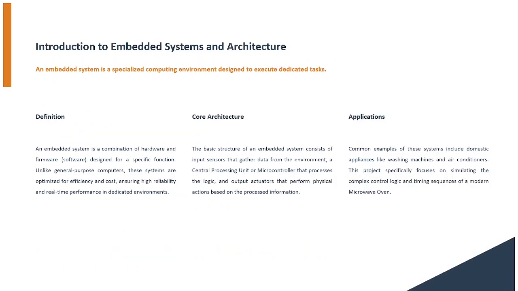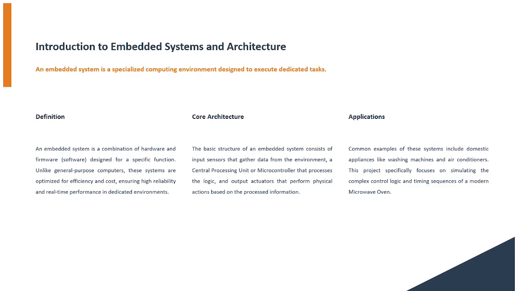Introduction to embedded systems and architecture. An embedded system is a specialized computing environment designed to execute dedicated tasks. What is the definition? An embedded system is a combination of hardware and software designed for a specific function. Unlike a general purpose computer, these systems are optimized for efficiency and cost, ensuring high reliability and real-time performance in dedicated environments. What is the core architecture?